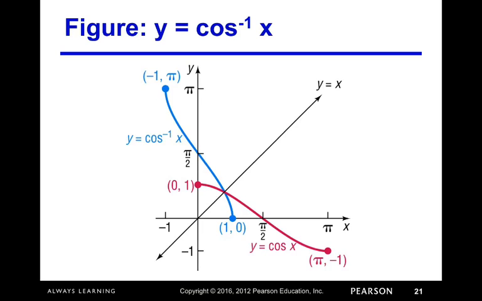Again, this is a graph that shows it's symmetric about the y equals x line, which indicates that these two are inverses of one another. The point 0, 1 is on one of them, 1, 0 on the other, -1, pi and pi, -1. The points are reversed for the two graphs.